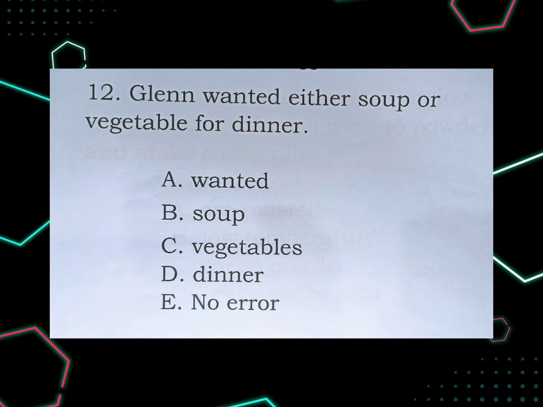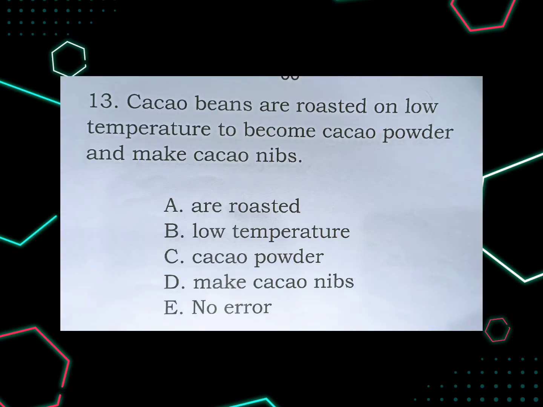A. Wanted. B. Soup. C. Vegetables. D. Dinner. E. No error. Number 13. Cacao beans are roasted in low temperature to become cacao powder and make cacao nibs.